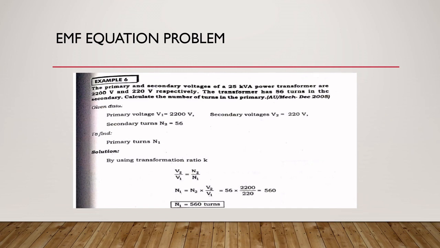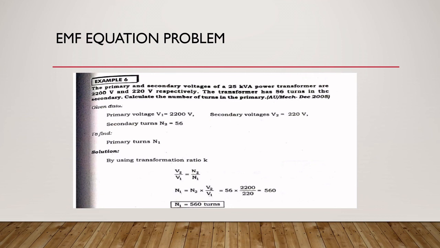Based on the EMF equation, we are going to see some problems. The first problem: the primary and secondary voltages of a 25 kilovolt-ampere power transformer are 2200 volts and 220 volts respectively. The transformer has 56 turns in the secondary. Calculate the number of turns in the primary. We know the relationship already.